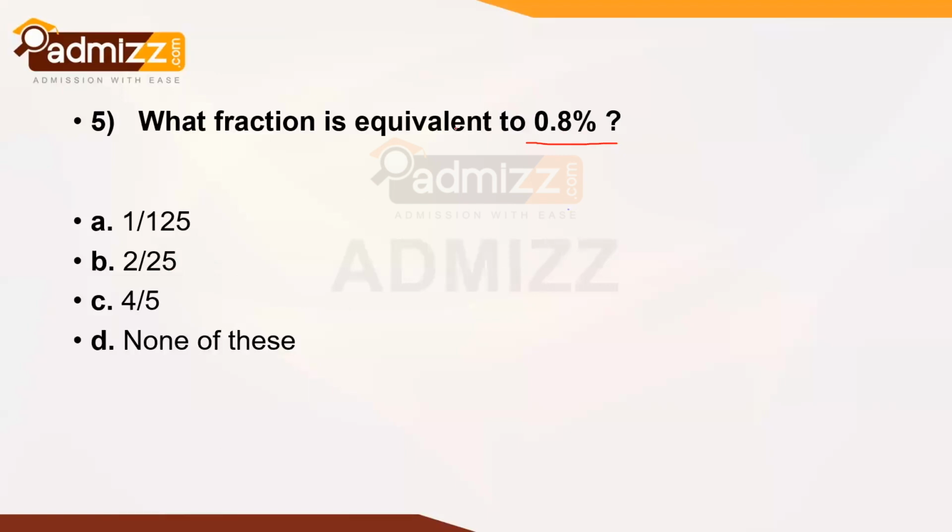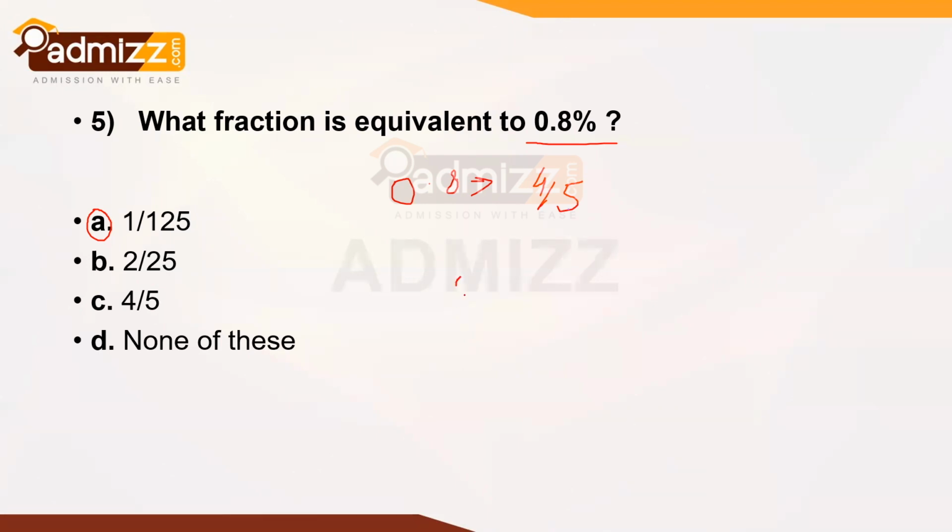All right, so some are saying C, some are saying E. The correct answer in this case is option number E. That is because if you were just given 0.8, then 4 by 5 is the fraction form of this decimal, right? So C would have been correct. But since we're given 0.8%, right?